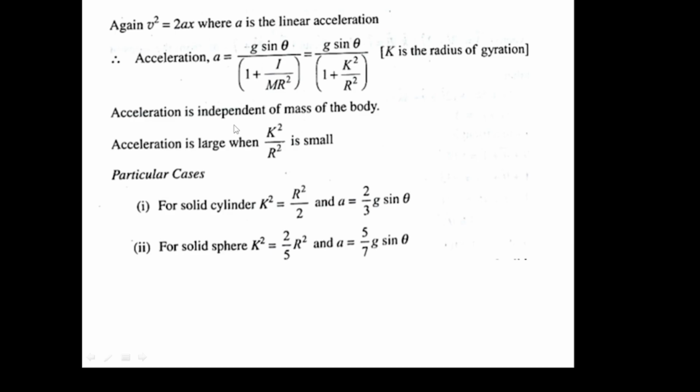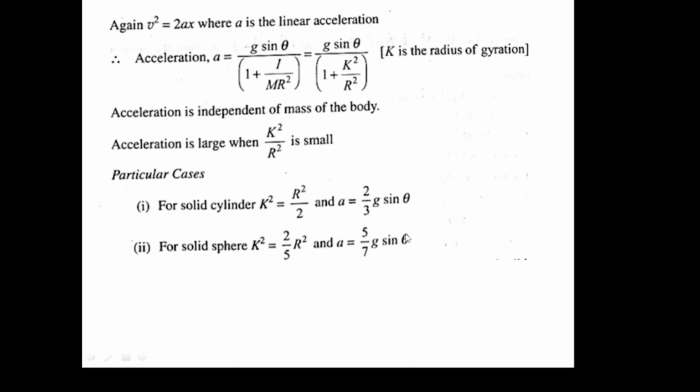The acceleration is independent of the mass of the body, and the acceleration is large when k square by r square is small. For a solid cylinder, k square is equal to r square by 2 and a is equal to 2/3 g sine theta. For a solid sphere, we know that k square is equal to 2 by 5 r square, so the acceleration will be 5 by 7 g sine theta.